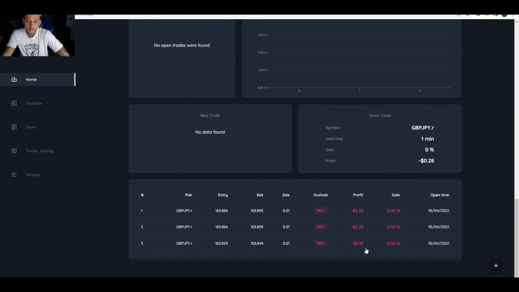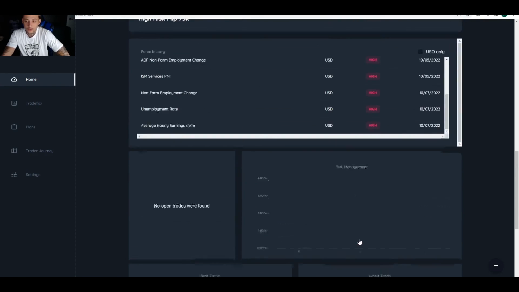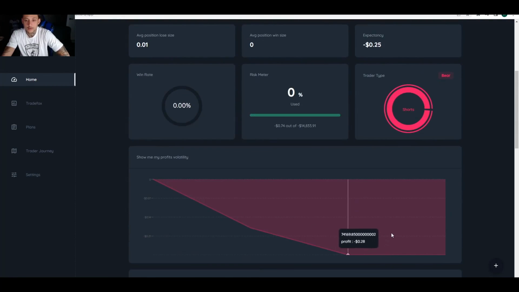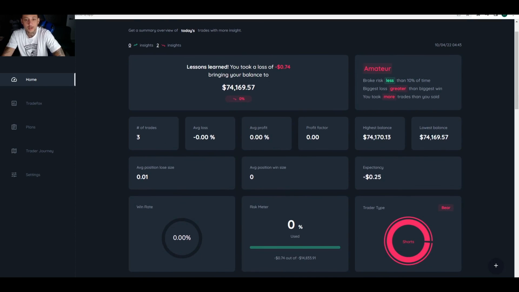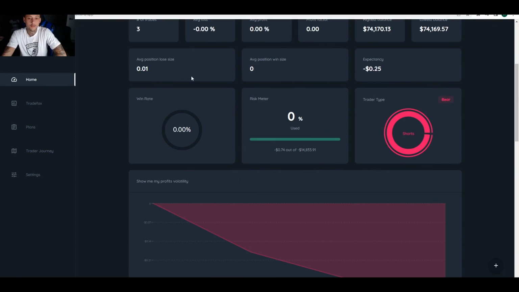Now obviously we have 3 losing trades on this, so we're not really going to get much trade data out of it. But then you'll also see your risk for the day. Lessons learned, you took a loss of 79 cents, bringing your total balance to $74,169. Highest balance, lowest balance, again, all of the data here.